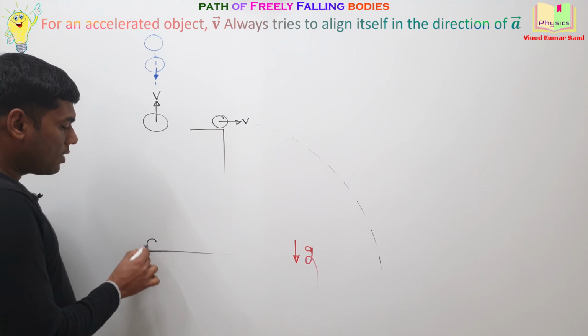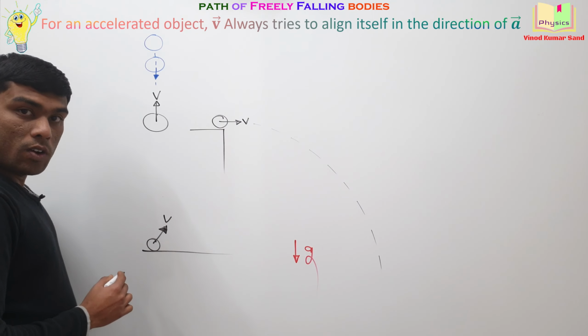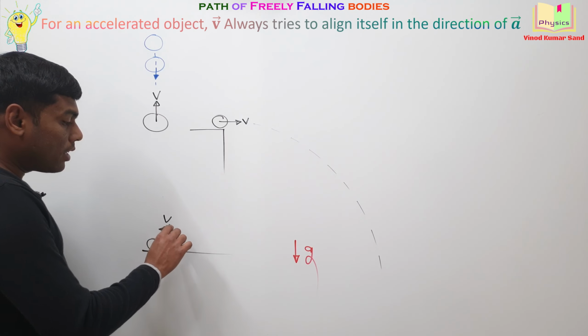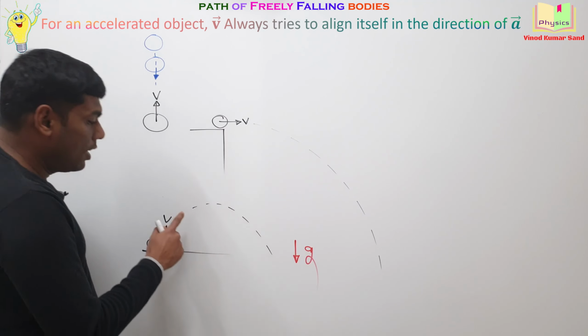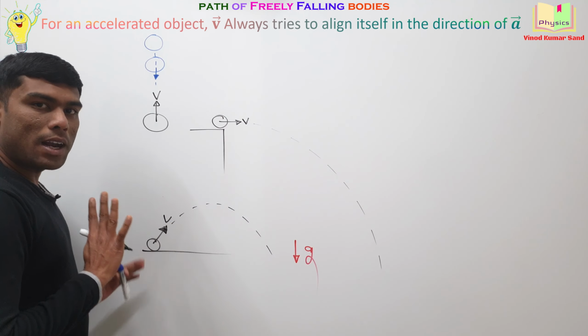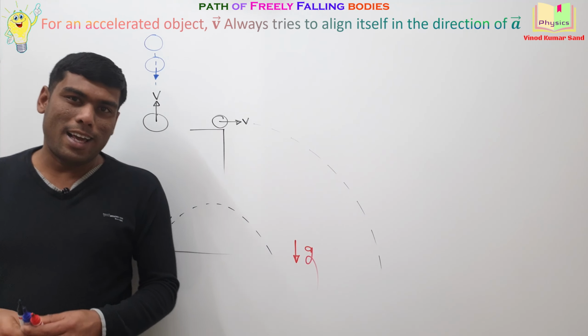Take up another example. From the ground, someone is kicking a football. This is the v vector. Okay. Now this v vector will try to align itself in the direction of g vector. So this path will be again parabolic. Getting the trick? It's a simple and nice one.